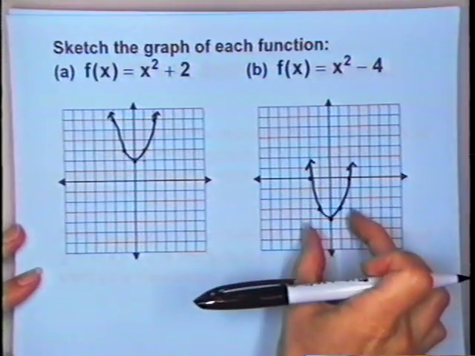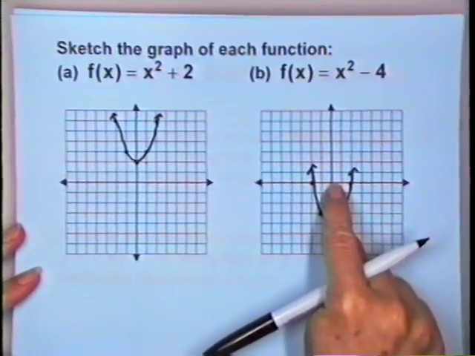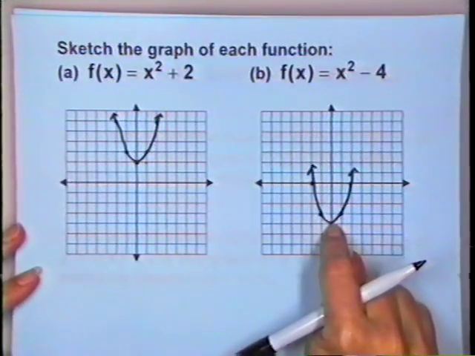It has been moved down. How many units? 4 units. So instead of our vertex being at the origin, that vertex has been moved down 4 units.